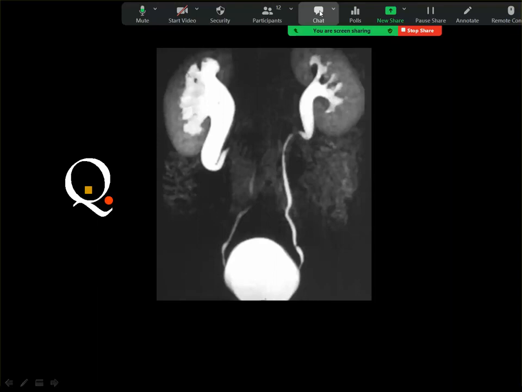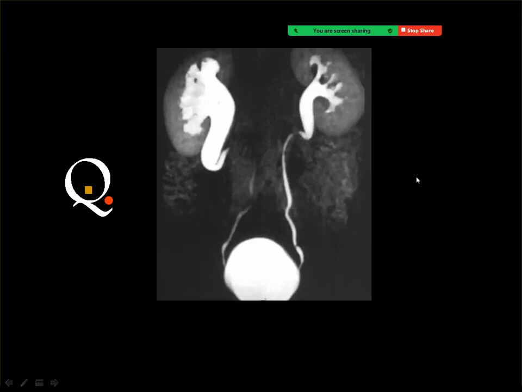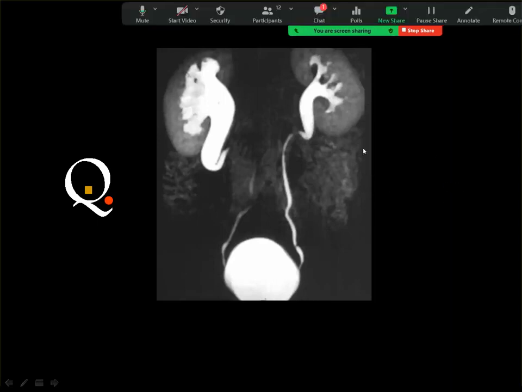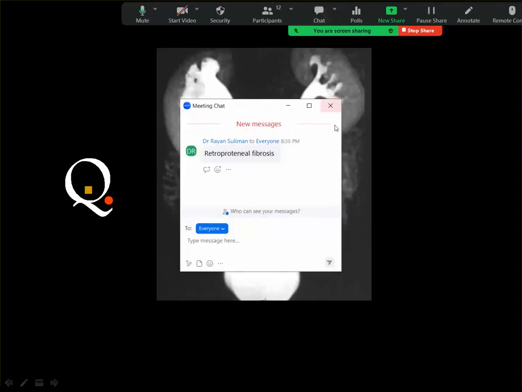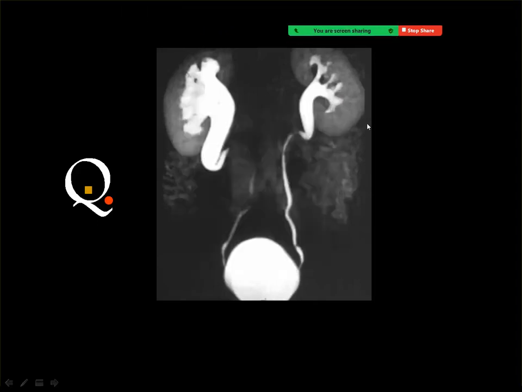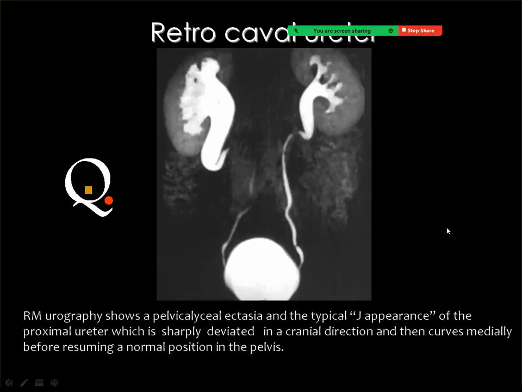Still no answers coming on the chat, and if you look carefully at the MR urogram, you can see, no, this is not retroperitoneal fibrosis. It occurs relatively lower down in this particular area. But if you look carefully, you see the abnormal course of the right ureter, which is very close to the midline, with consequent considerable dilatation of the pelvicalyceal system, in a case of a retrocaval ureter.